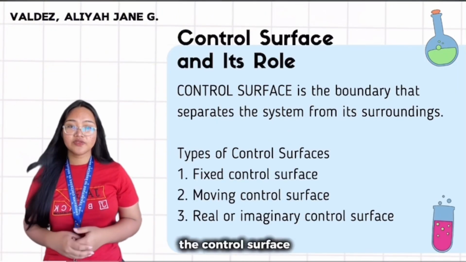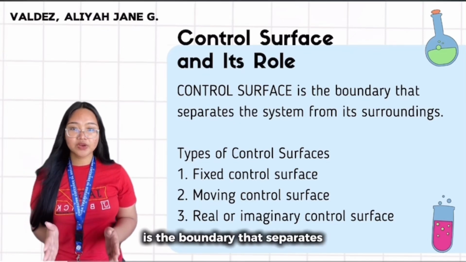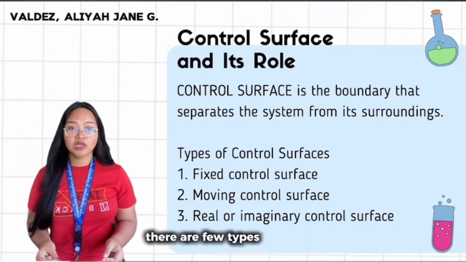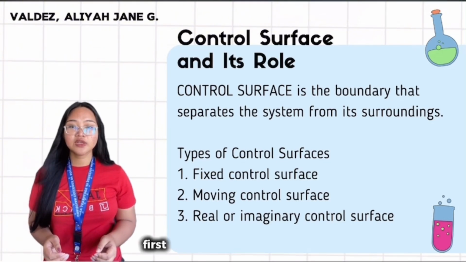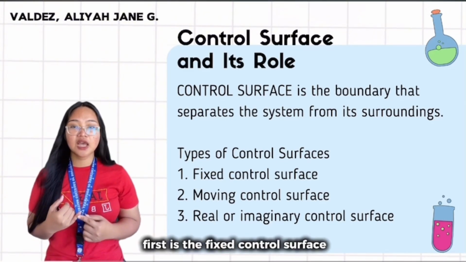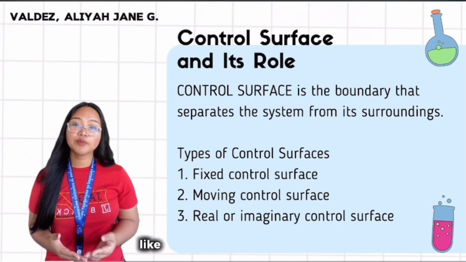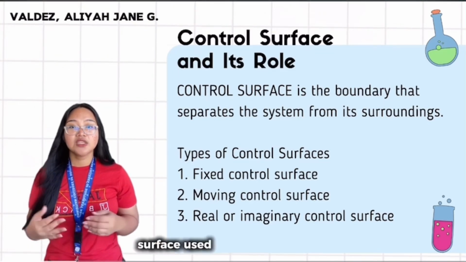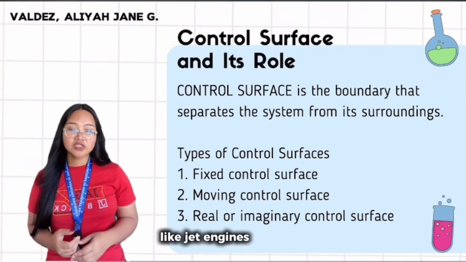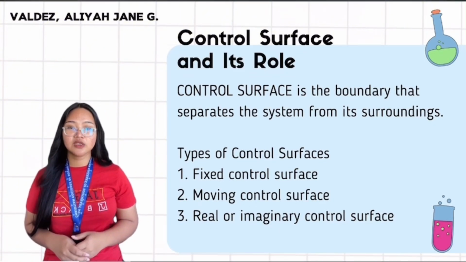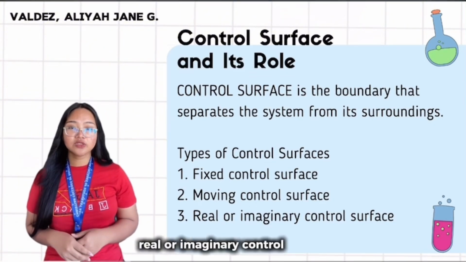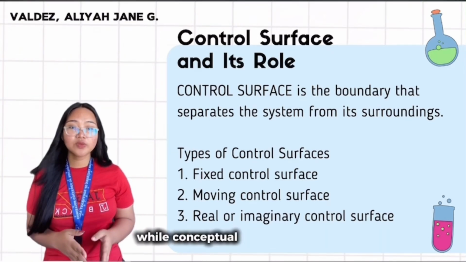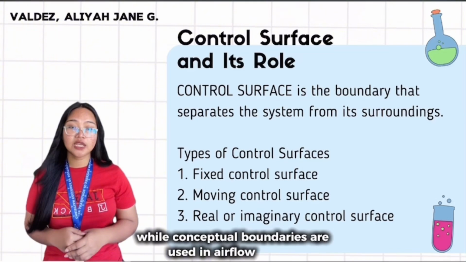The control surface is the boundary that separates the system from its surroundings. There are a few types of control surfaces. First is the fixed control surface. It applies to stationary systems like boilers and heat exchangers. Number two, moving control surface, used in dynamic systems like jet engines or rocket combustion chambers. Third, real or imaginary control surface. Physical boundaries exist in heat exchangers, while conceptual boundaries are used in airflow studies.